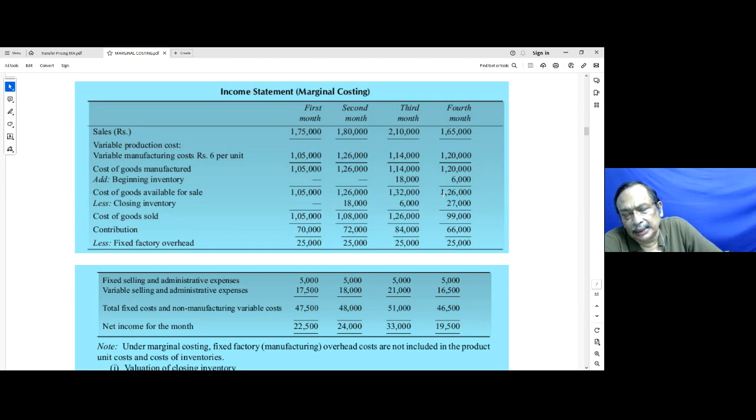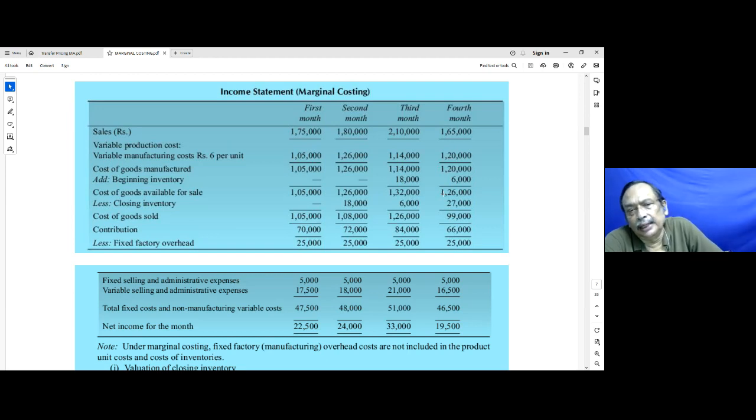After deducting cost of goods sold from sales, we get contribution, less fixed factory overhead, 25,000. Fixed selling and administrative expenses, 5,000. Variable selling and administrative expenses, 18,000. So that 25,000 plus 5,000 plus 18,000, total fixed cost and non-manufacturing variable cost, comes to 48,000. After deducting, we get net income for the month.